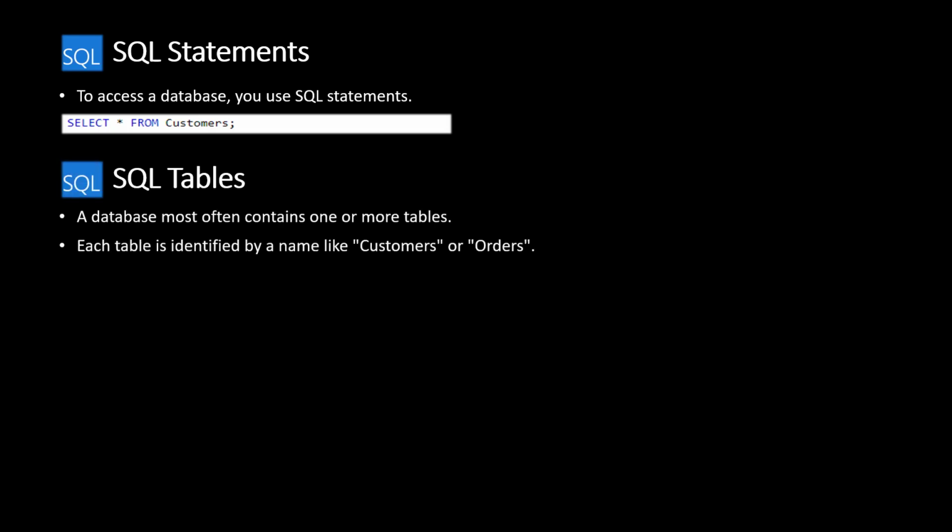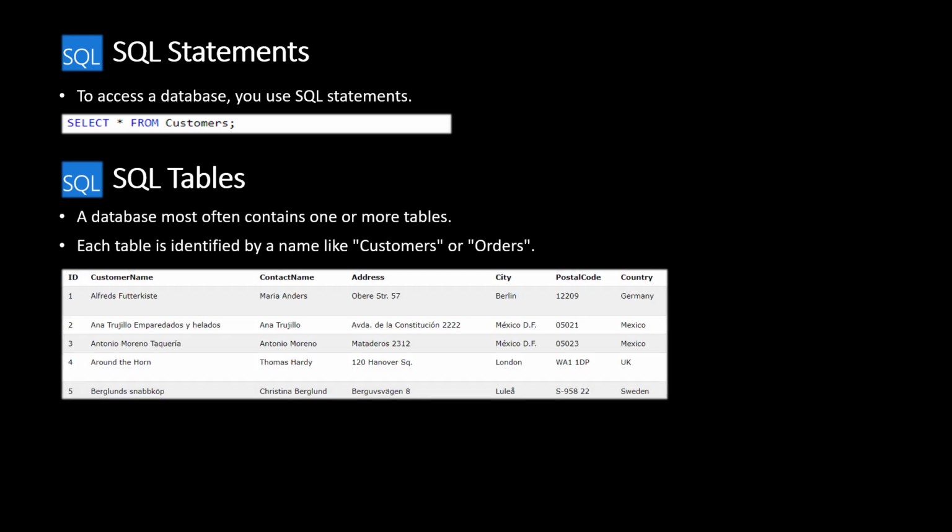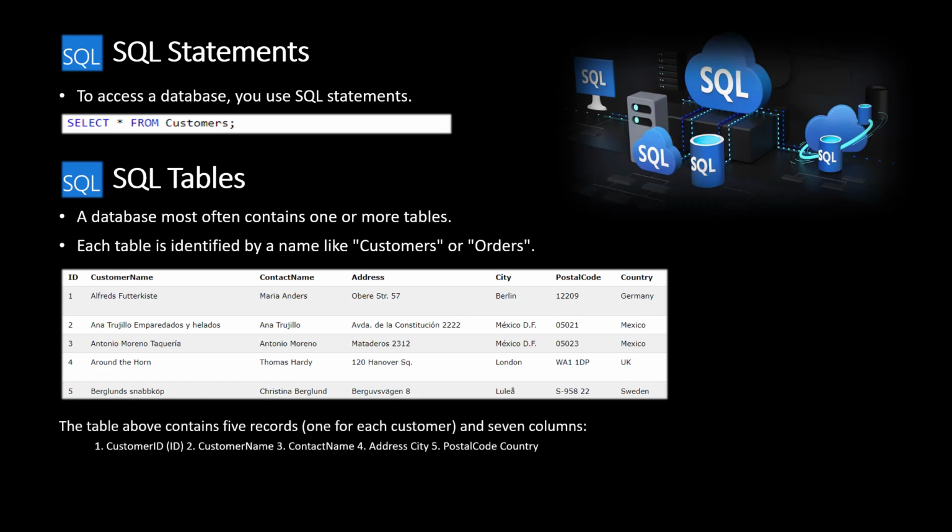SQL tables. A database most often contains one or more tables. Each table is identified by a name, like Customers or others. Here you can see the table above contains 5 records, 1 for each customer, and 7 columns: customer ID, customer name, contact name, address, city, postal code, country.